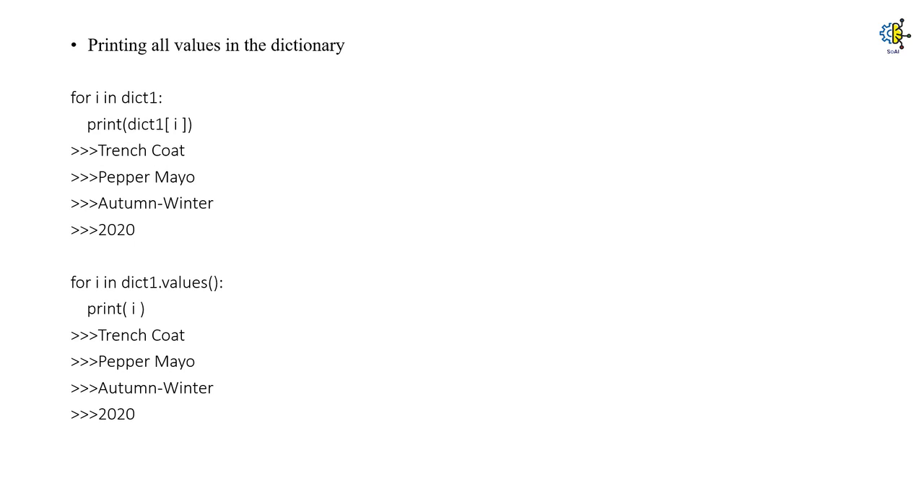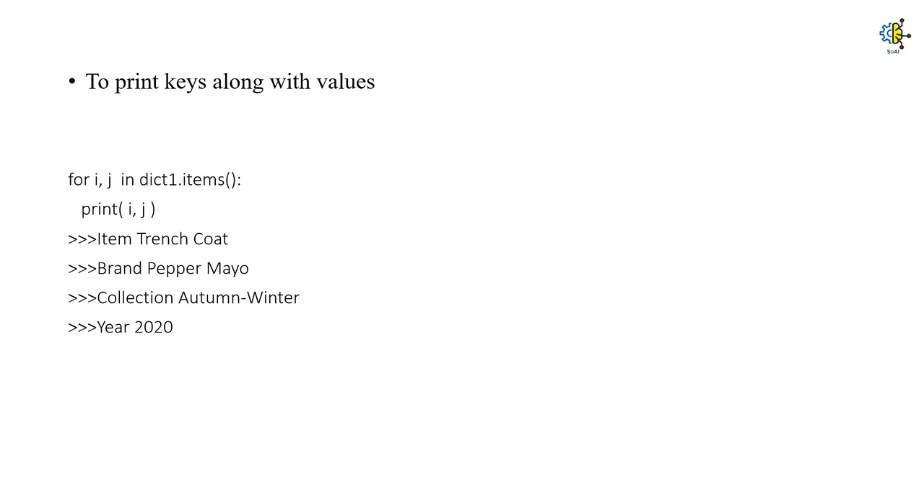You can do the same using the values method. As shown in the example, for I in dict1.values, and if I do print I within the for loop, the output would be all the values present in the dictionary. So trench coat, pepper mayo, autumn winter, and 2020. In order to print the keys along with the values, you can use two variables within the for loop. As shown in the example, for I, j in dict1.items, and you simply have to print I, j. The output would be all the key value pairs. Item trench coat, brand pepper mayo, collection autumn winter, and year 2020.